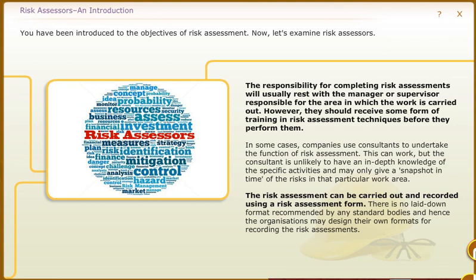In some cases, companies use consultants to undertake the function of risk assessment. This can work, but the consultant is unlikely to have an in-depth knowledge of the specific activities and may only give a snapshot in time of the risks in that particular work area. The risk assessment can be carried out and recorded using a risk assessment form. There is no laid-down format recommended by any standard bodies, and hence organizations may design their own formats for recording the risk assessments.